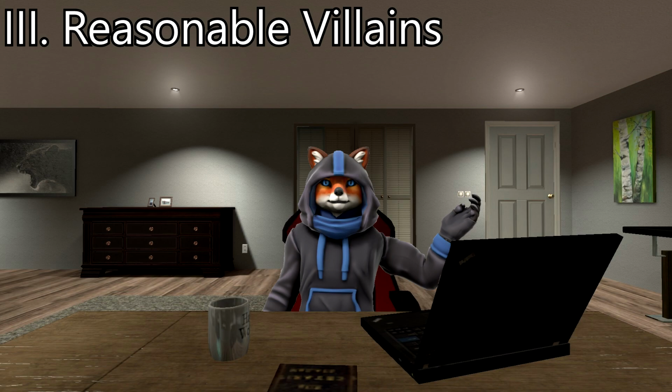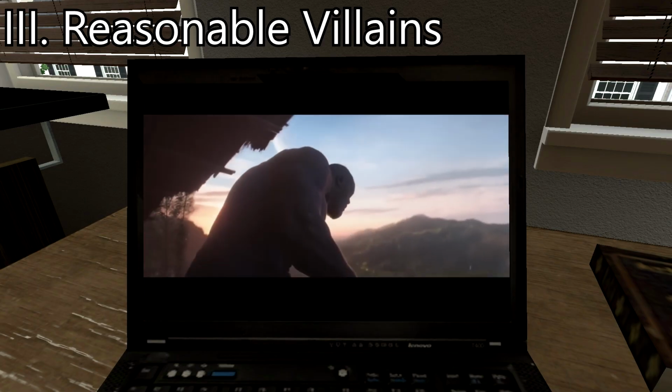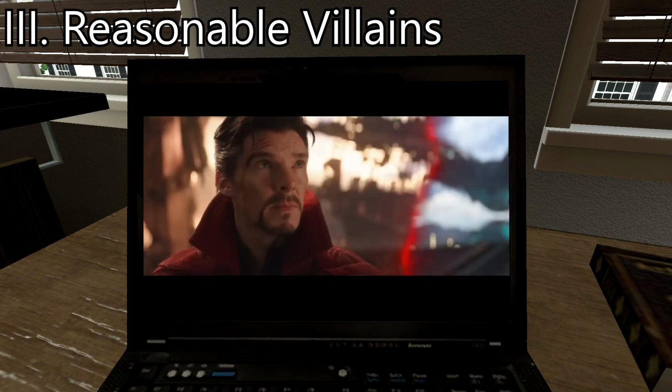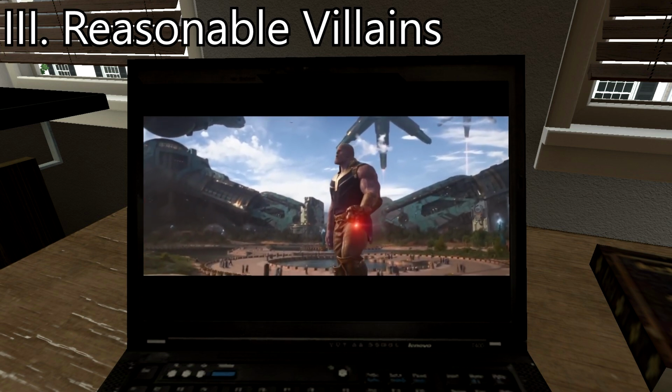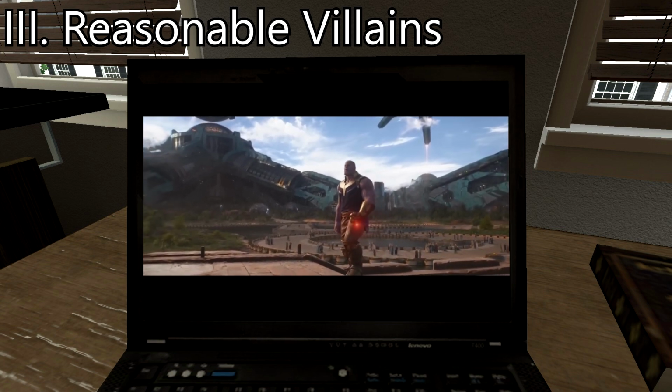I think a good example of a reasonable villain is Thanos. You don't feel sorry for him, but you can trace and understand what the underlying logic of his plans are. He's not trying to kill half of all intelligent life because he wants to torture everyone. He's trying to kill half of all intelligent life because he thinks that's what will save the universe after his experiences on his home planet.